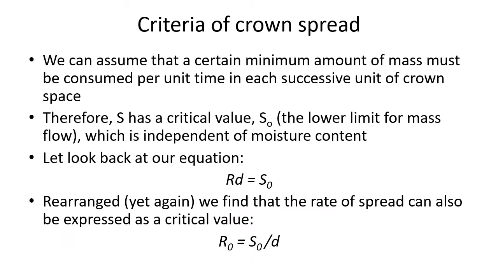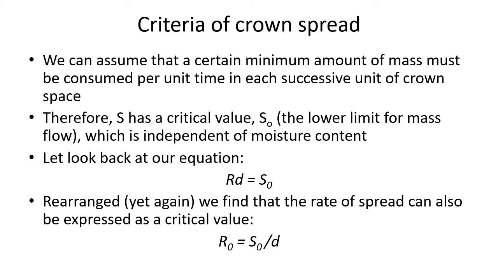So all of this is really just to suggest, right, that there's some certain minimum amount of mass that you need to consume every time step in order for our active crown fire to propagate, right? Therefore, there's some critical value of S, which is going to be independent of moisture content, and it's just going to be a physical property of crown fires, right? There's just some lower limit at which this spread will occur.